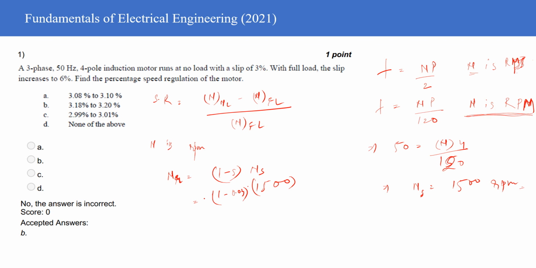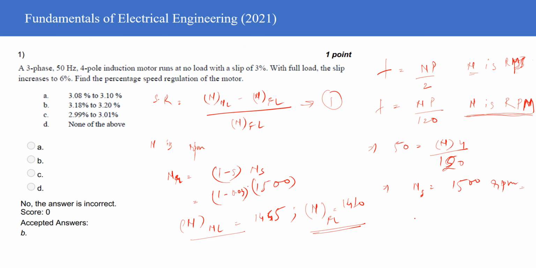Nr at no load, because I'm using 3%, which is the no load condition, will be 1455. Similarly, if you put in the other value in the formula, the full load speed is going to become 1410, right?